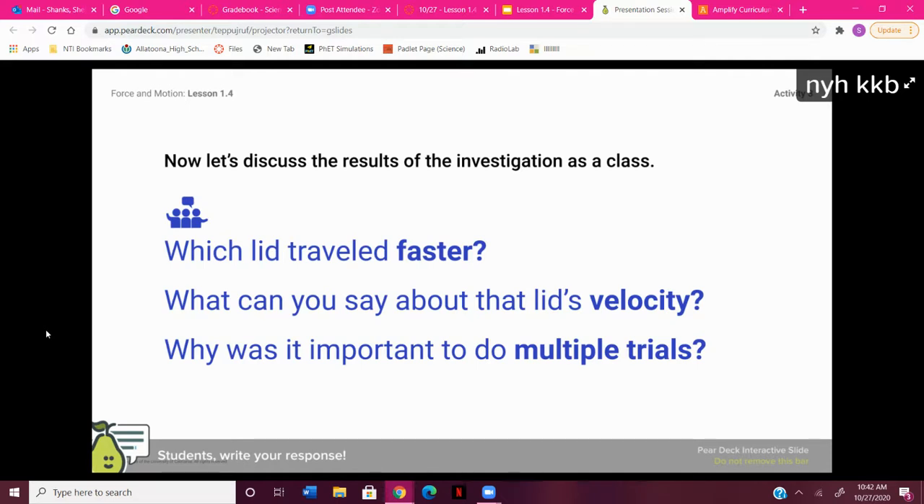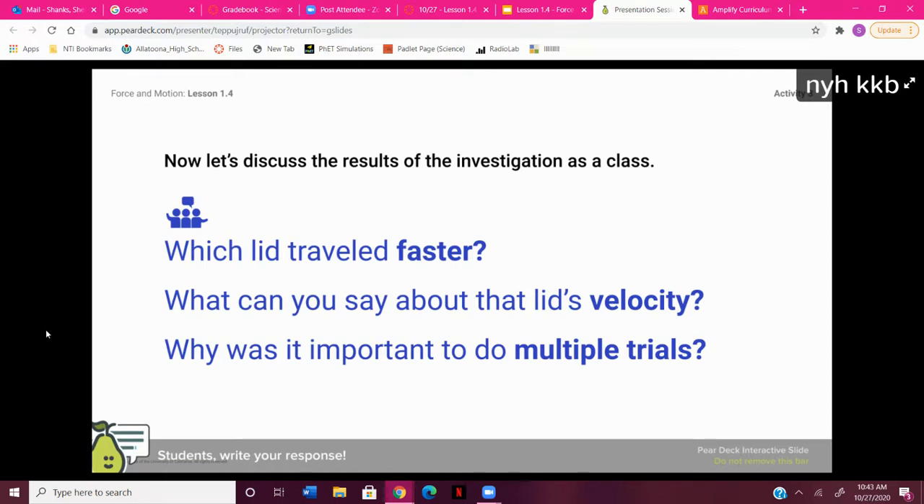All right, so if you're in our Pear Deck, there are a few questions here for you about the investigation. So you can go ahead and try to answer those questions. So make sure that you finish the 3 questions on Amplify, you hand that in, and you come back to our Pear Deck and look at these other questions that I have for you about the investigation. They're kind of similar to what you saw.